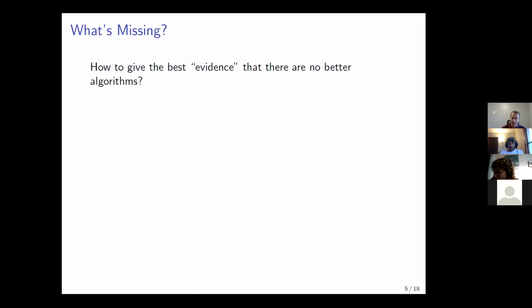Okay, so right, it looks like I've shown some pretty nice results for both of these problems already. So what's missing? On a philosophical level, we'd like to have a way to give the best possible evidence that there are no better algorithms. Now, we can't really hope to prove this definitively, like prove that no polynomial time algorithm exists, even assuming something like P not equal NP. This is just beyond the reach of current complexity theory.